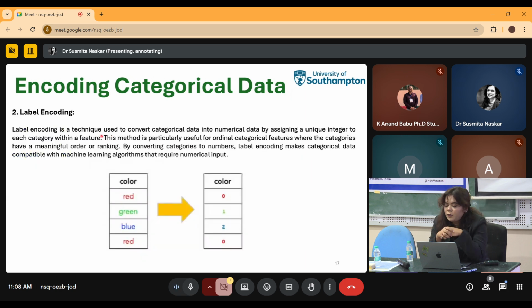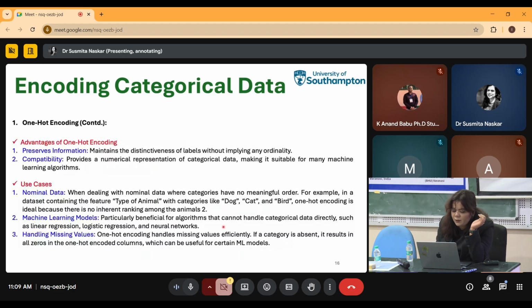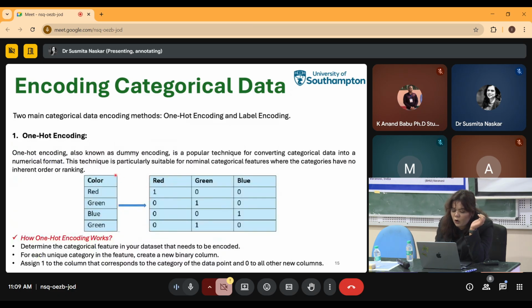Then another important one is label encoding. What we do in label encoding is convert each category into an integer ID. That means red we are assigning 0, green we are assigning 1, blue we are assigning 2, right? In the previous one, we were making a column for each of these, assigning only 1 to the matching one and 0 to the others. That means each time there is red, that column becomes 1.